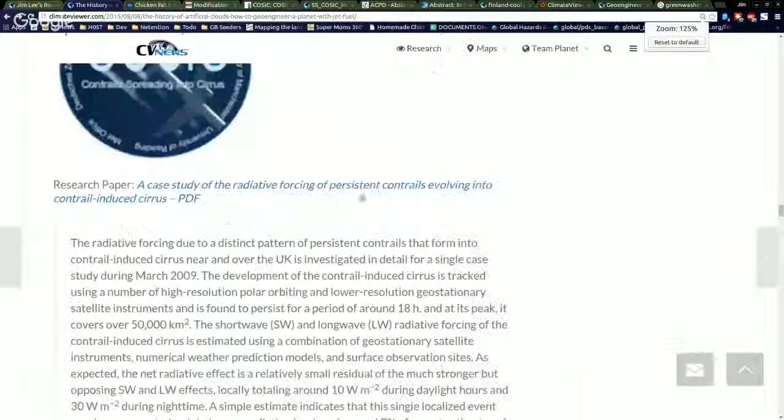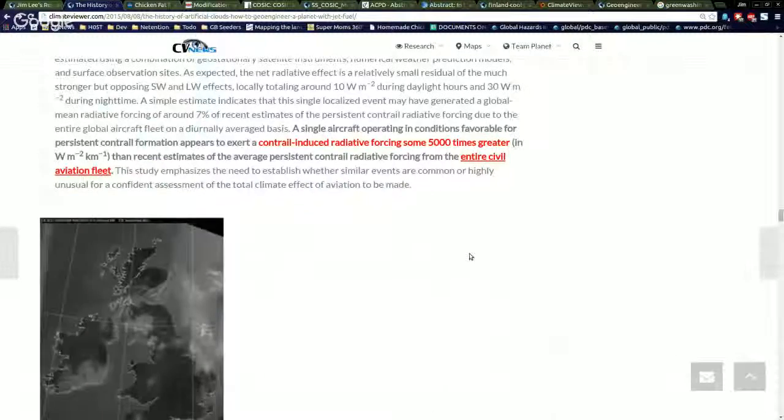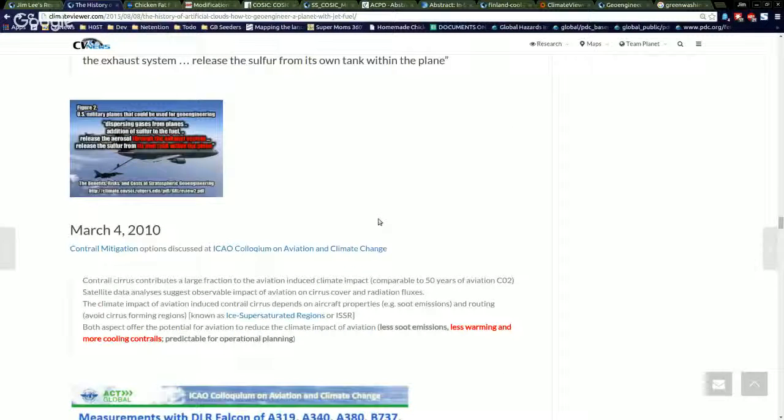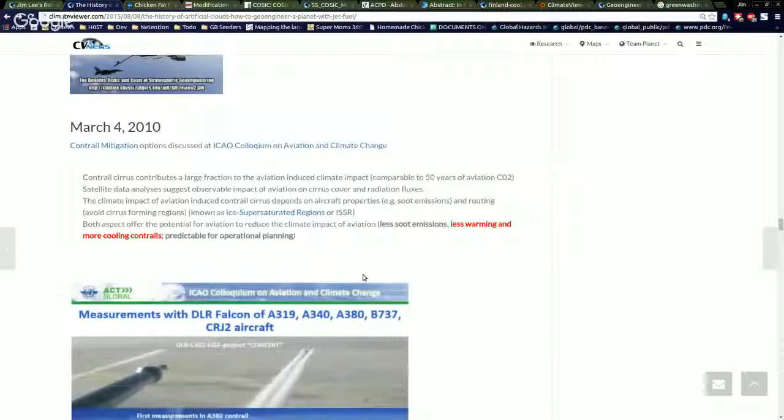We're going to have to wait for some more details, because there's a great fight in the scientific community over how bad it is. But regardless, benefit, risks, and costs of stratospheric geoengineering: dispersing gases from planes, addition of sulfur to the fuel, release of the aerosol through the exhaust system, release of the sulfur from its own tank within the plane. I don't know how many more quotes you need to get it, because I'm going to make sure this entire community gets the seriousness of what's going on and how big this is and how it works, who's doing it and why. Why are they doing it?